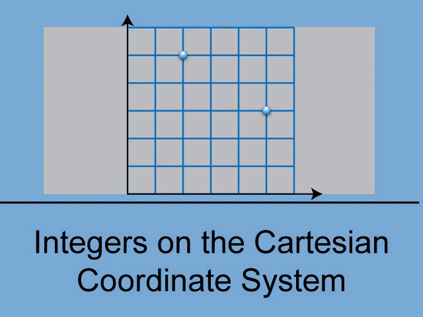You've seen how to add, subtract, multiply, and divide integers. You've also seen how to simplify expressions with integers. In this video, we look at using integers to graph points on the Cartesian coordinate plane. Let's start with an example.